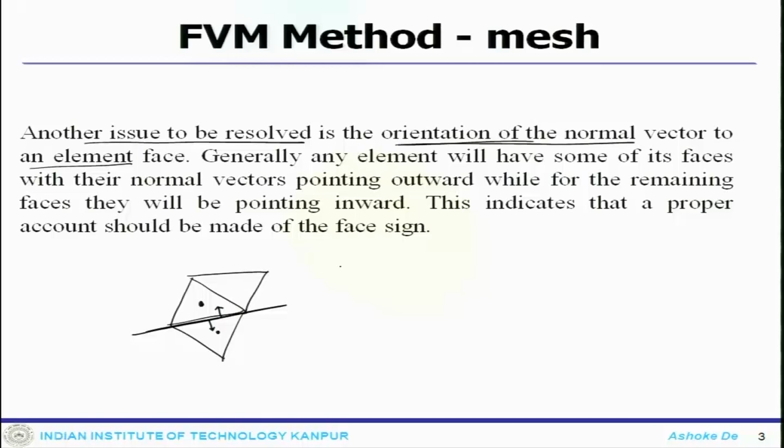so that the flux calculation can be done accurately. Because as I said, some elements will have some faces pointing outward, some pointing inward, while the complete sum would give the direction. So, one has to account for that, and essentially that is done through the sign of that vector.